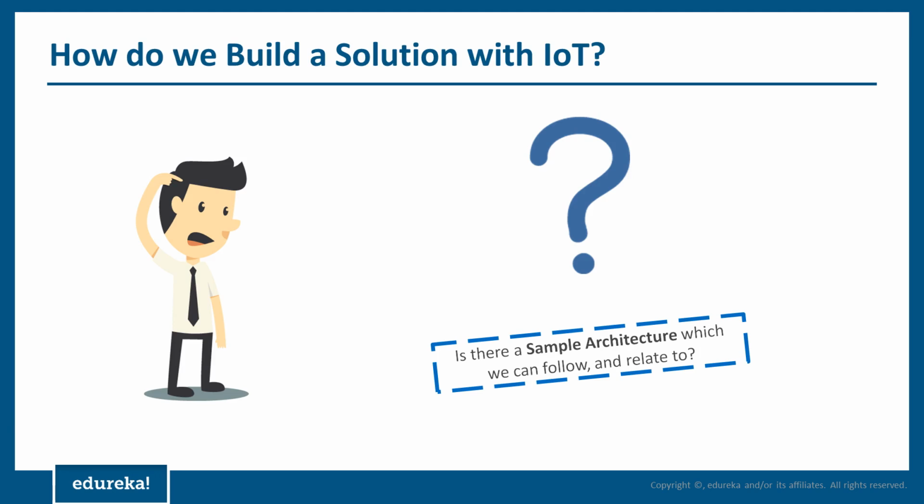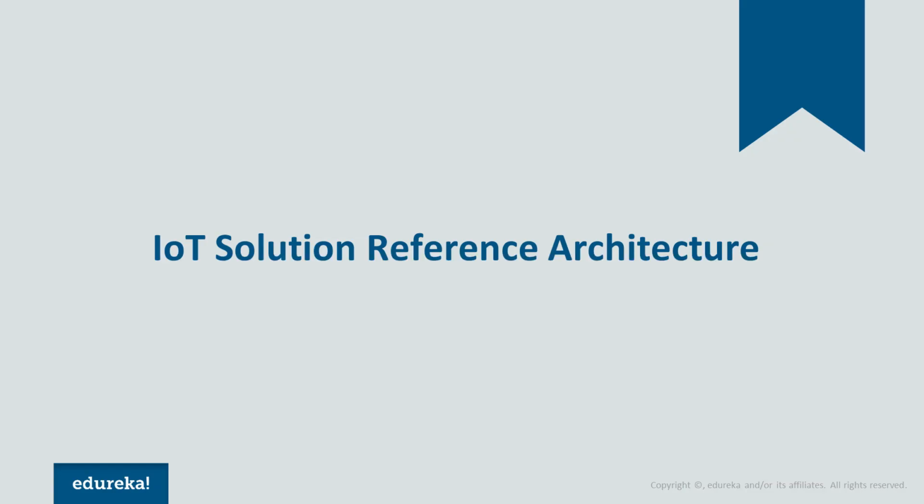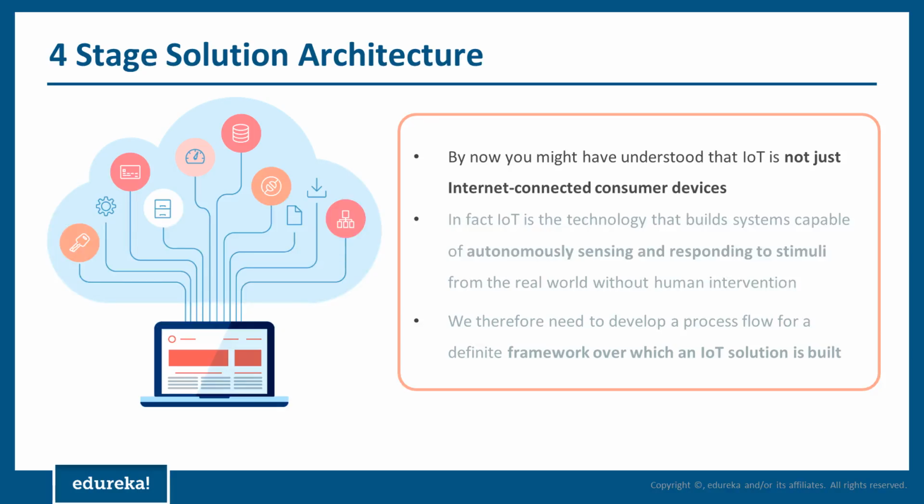So how do we build a solution? There's something called a solution reference architecture, or instead of using such a heavy word, I would rather call it information flow, not a reference architecture exactly. It's a four-stage information flow architecture. So IoT is not just internet connected devices. In fact, IoT is a technology that builds systems capable of autonomously sensing and responding to stimuli.